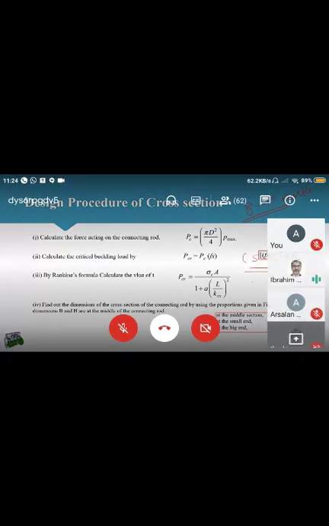After finding the thickness t from the above formula, we will find the height as 5t, and we will find b as equal to 4t. Then we find the dimensions of the cross section of the connecting rod at the small end, which varies as 75% to 90% of the original dimension, and at the big end the dimension is 110% to 125%.